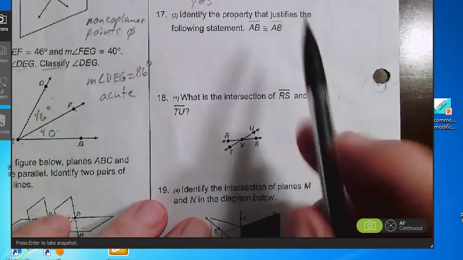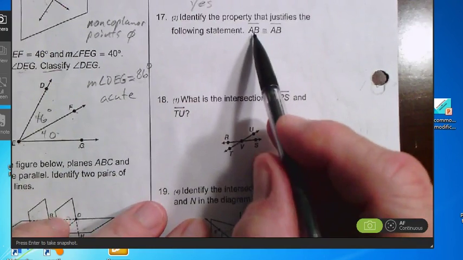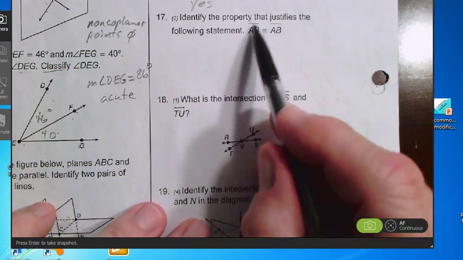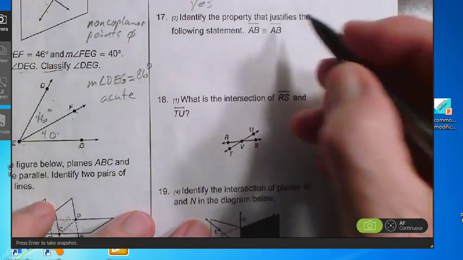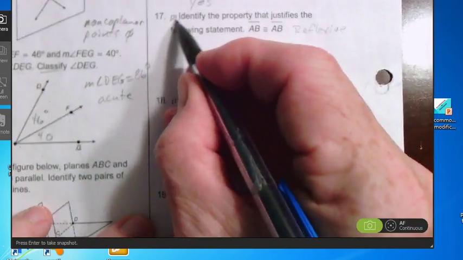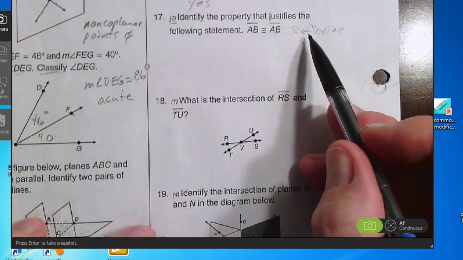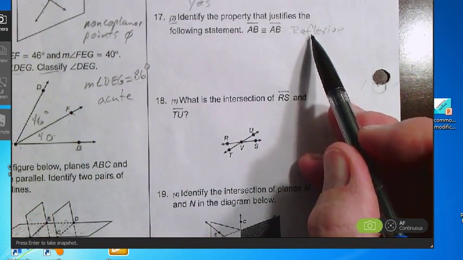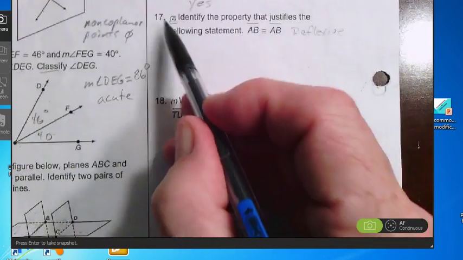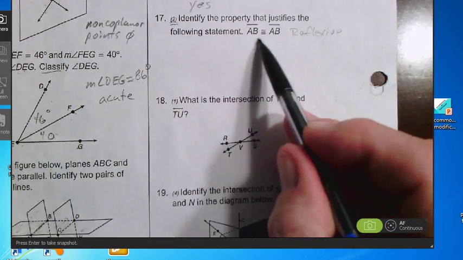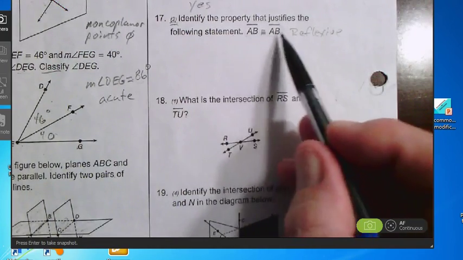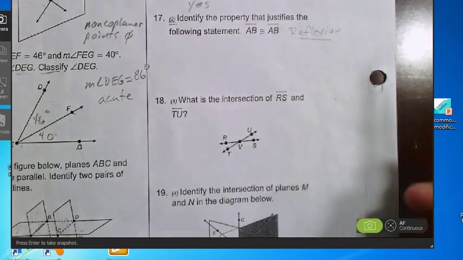Identify the property that justifies the following statement: segment AB is congruent to AB. Well, if something is congruent to itself, that's the reflexive property. Now, if you go to lesson 2, we had that little box that talked about things that are reflexive, or things that have symmetry, or things that are transitive. So review that box in lesson 2. But clearly AB is congruent to itself, so that's the reflexive rule.